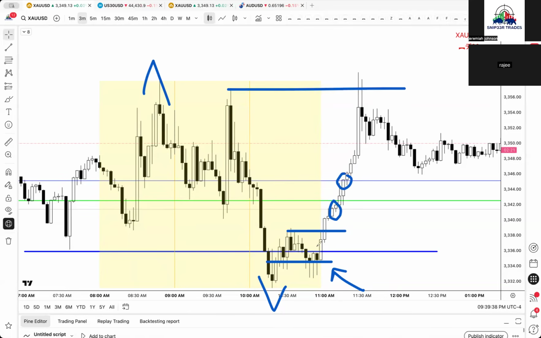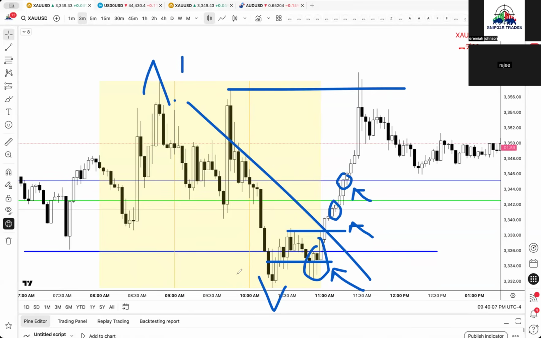Now, once you get really, really good, you're getting in right here, because that is the new low of day level. But if you miss that, you can always get in right there. You can always get in right here. Levels. So, it's either gonna be a pump and dump or a dump and pump.